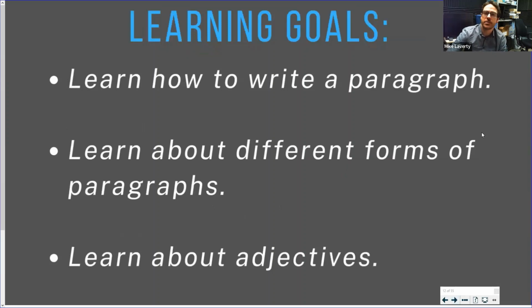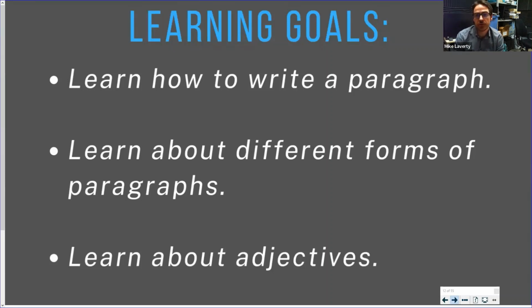Let's get at it. So our learning goals for today are to learn how to write a paragraph, learn about different forms of paragraphs, and learn about adjectives. That's our part of speech for today, and adverbs too, if we have time, but we'll see. And our success criteria will be to analyze a paragraph by identifying its form and purpose.